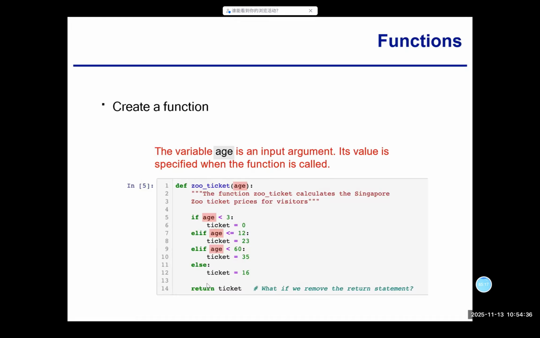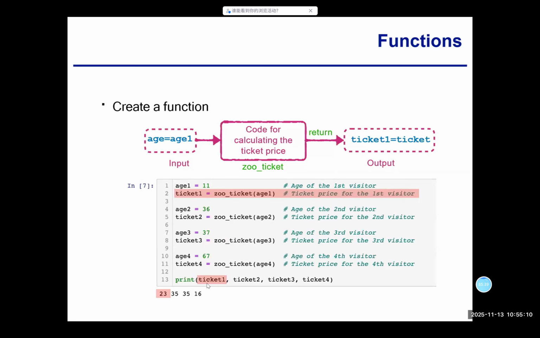After we define it, we put it there. It's not being executed automatically. It will be executed only when we call it, only when we say, okay, here comes a new visitor. We need to decide the ticket price for him or her. Then we take the black box, we put in the age of that specific visitor. This black box will go through the body within the function and then give us the output as a return. So this is the logic. So let's take a closer look.